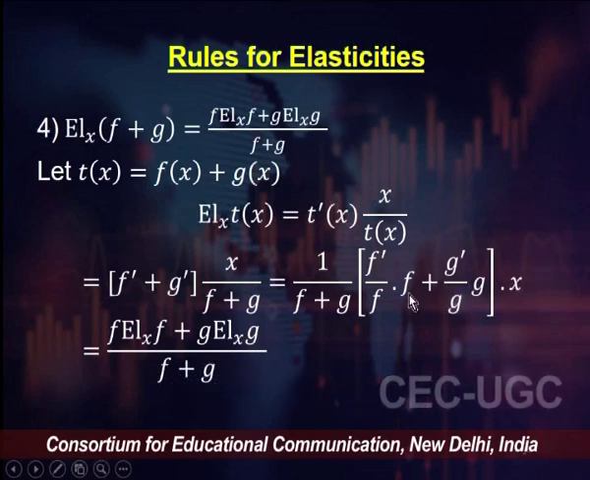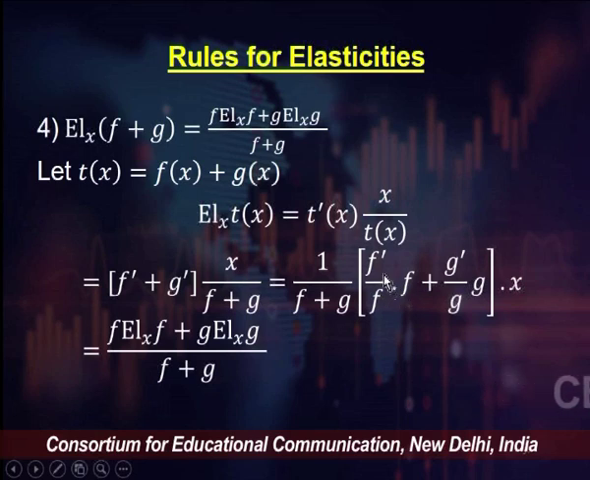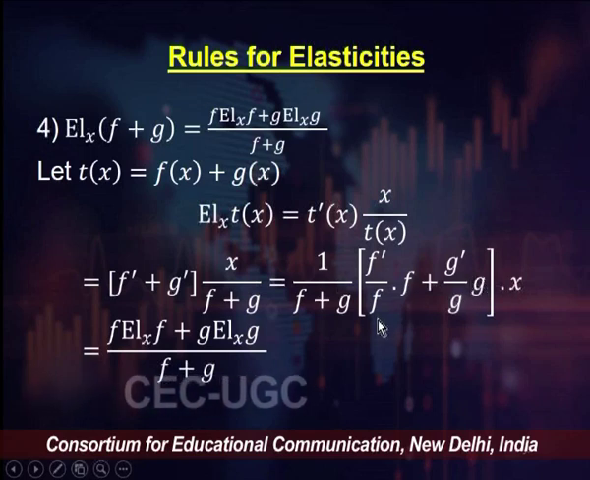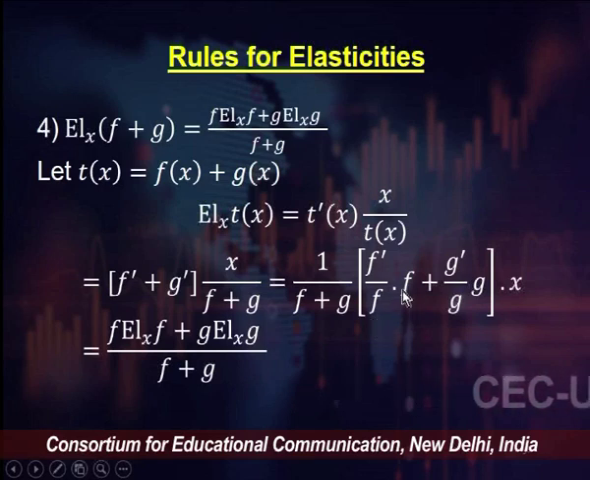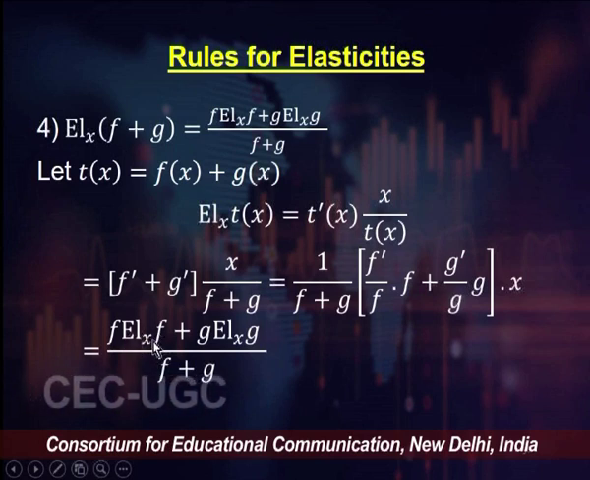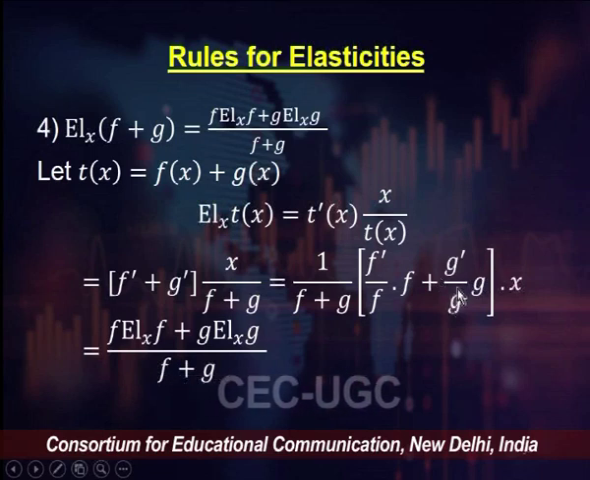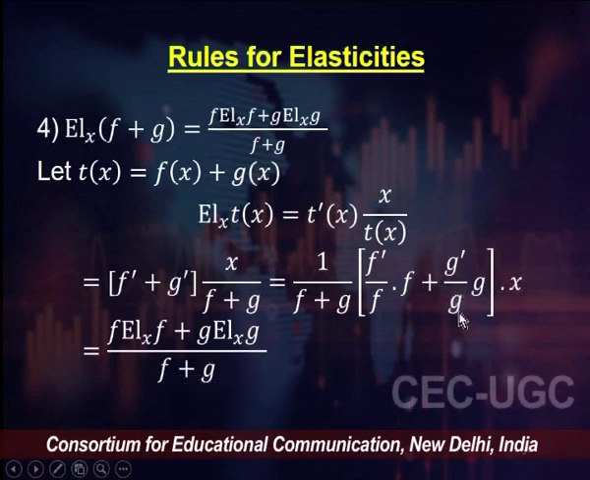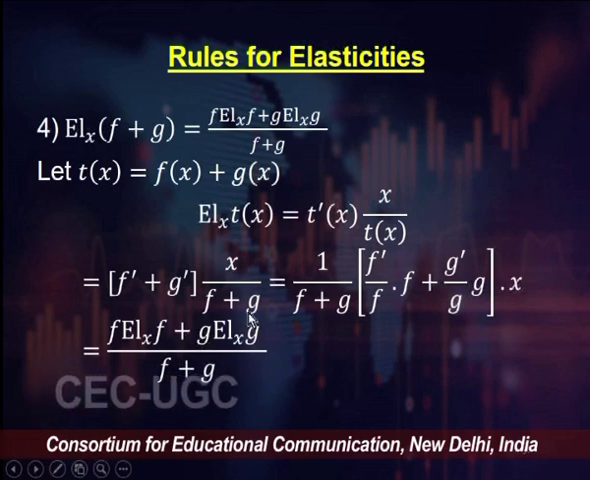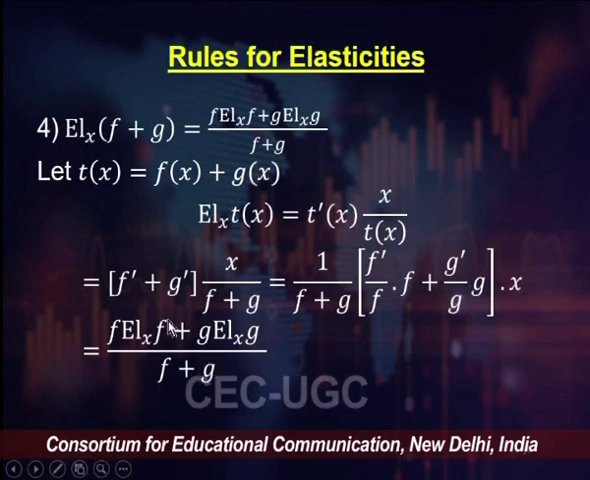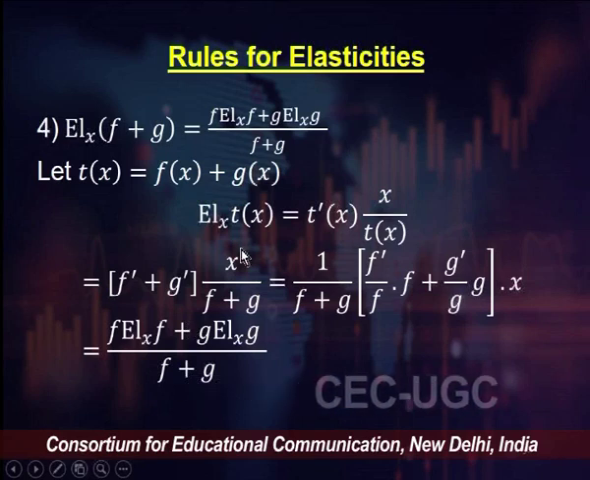And now you can see for yourselves that this is nothing but, because f prime by f times x, or f prime times x by f, will be nothing but the elasticity of f with respect to x, which is then multiplied by f. So that is what I have in the first term here in the final result in the numerator, and the second term becomes g prime times x by g, which is the elasticity of g with respect to x, and that is multiplied by g. So the end result is what we just spoke about, which is exactly what we have in the rule here.